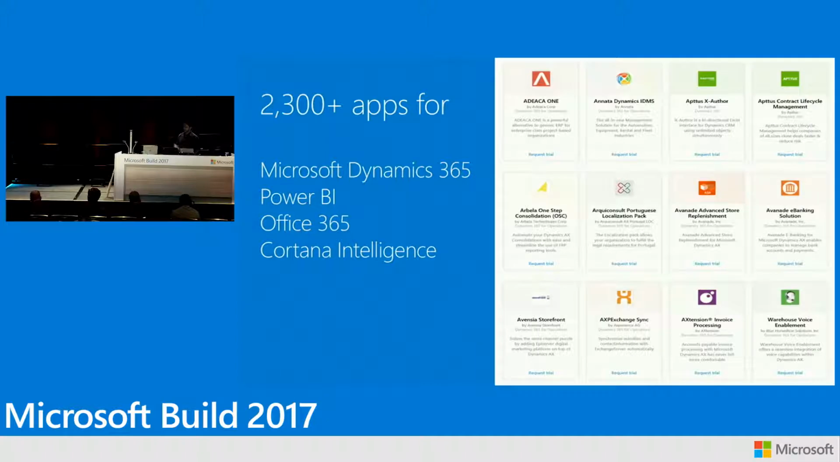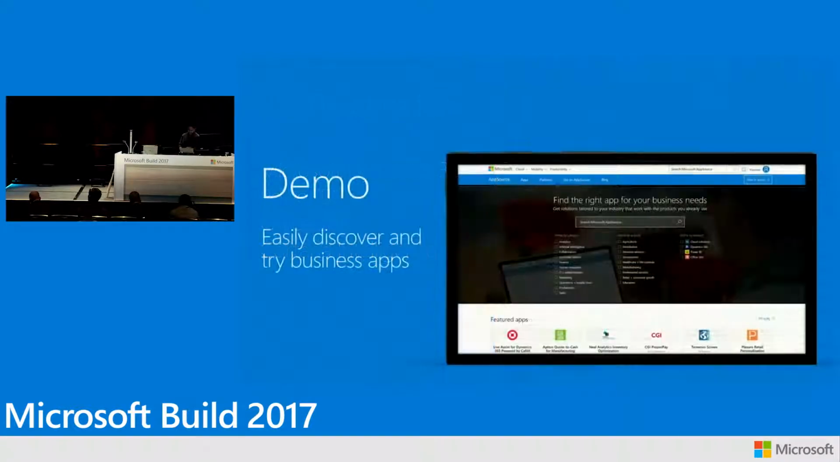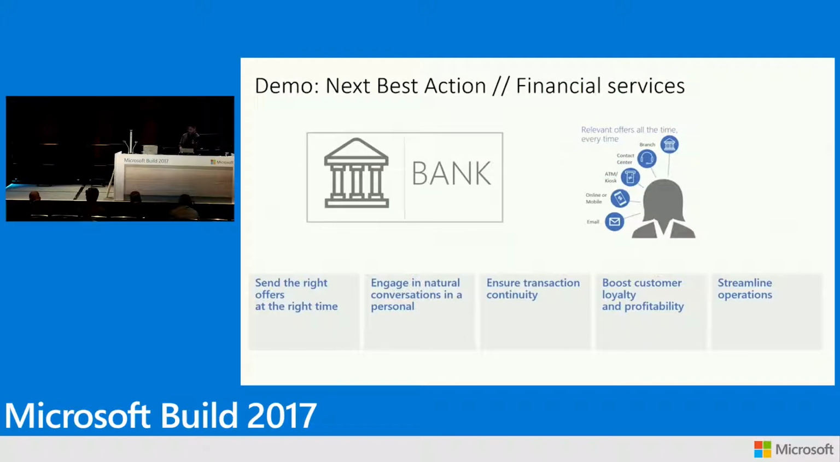Very quickly, you can bring all the end users in the world, but you also need apps on the other side. So as of today, we have about 2,300 applications across Dynamics 365. So these are business process applications, Power BI, Office 365, and Cortana Intelligence. And you can assume that every day, a lot of these things are getting lit up more and more. Okay? So I wanted to show you what this looks like in real life.